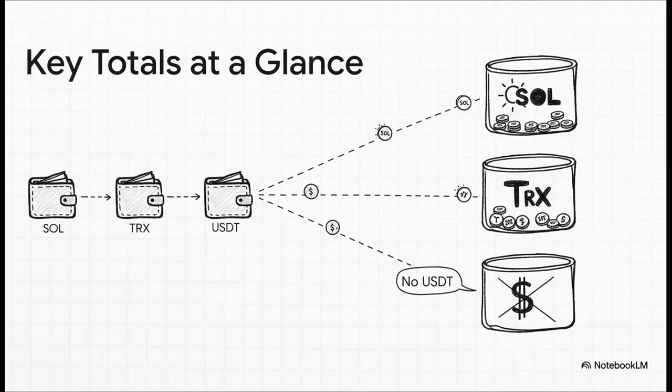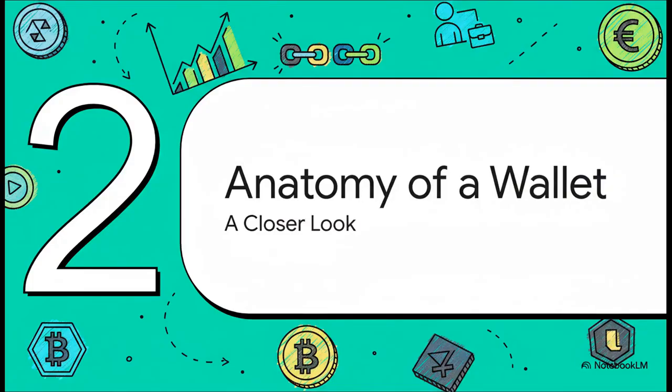And right under that, you get this quick little summary of your funds. Now, this is key. This isn't what's in one wallet. It's the grand total of each crypto across all of your payroll wallets combined. So just like that, you can see you've got some SOL, some TRX, but 0 USDT at the moment. It's like a super quick financial health check for your whole payroll system. Okay, so that's the high-level view. Now let's get into the good stuff.